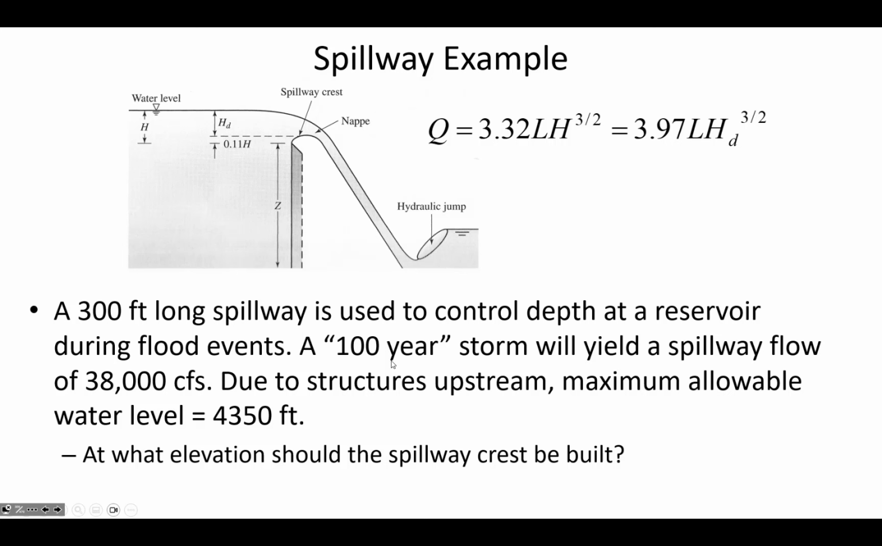And what we want to know is what is the elevation of the spillway crest if we want the water level to not go any higher than 4350. It could be that there are some homes or other structures upstream. We want the water level to never be any higher up than 4350. So to achieve that, what should the elevation of the spillway crest be at? So you can see if we know the flow rate and you know the length of the spillway, what we're going to be solving for is how high will the water level be above the spillway crest for that flow rate.